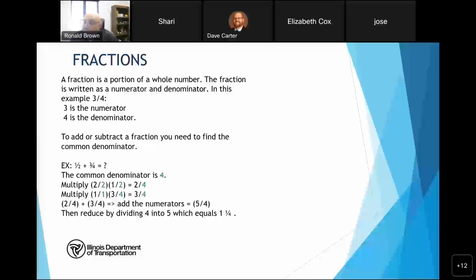Then you would add those two fractions together, the numerators, which would equal 5/4. You would reduce that by dividing 4 into 5, which equals 1 1/4. So for this example, to add 1/2 and 3/4, the total would be 1 1/4. That may sound a little complicated, but as we move into the examples, I think it'll explain it a little bit better and give you a better idea of how fractions work.